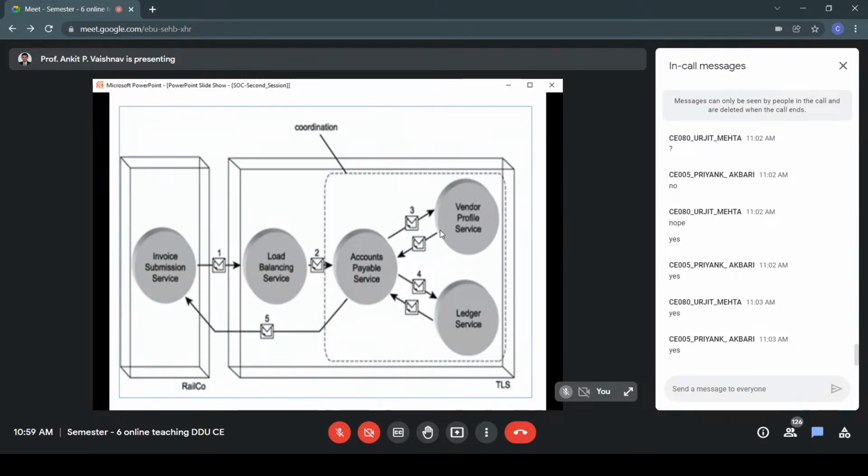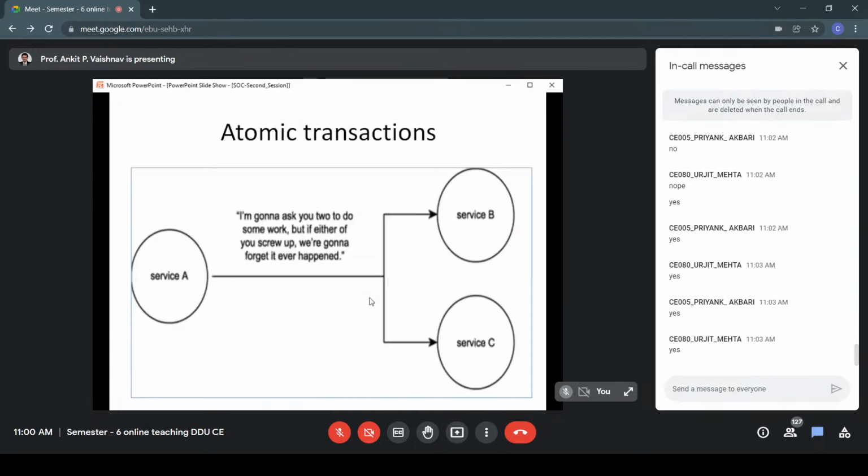We are asking vendor profile to perform validation. Then we are asking ledger to update. You might also have a notification service to send the email, right? If any one of them is not able to do the task, you will not go with the final outcome. Are you getting the situation that I'm trying to explain, right? So atomic transactions are not only for banking, right? They apply to business activities also, right? Just remember this point, right?